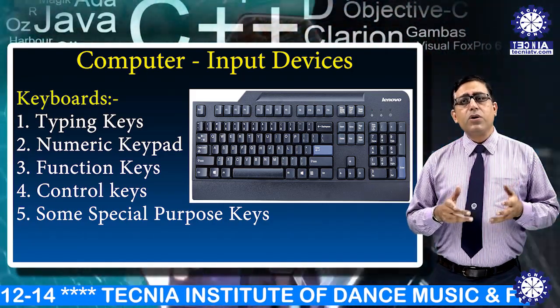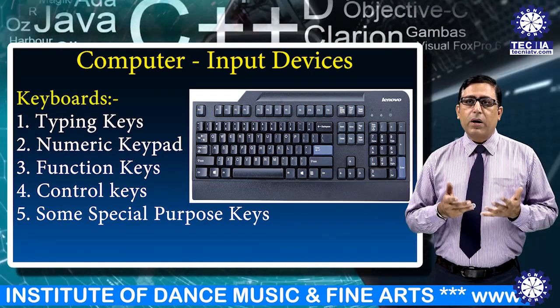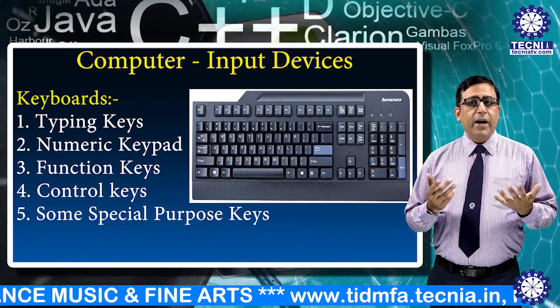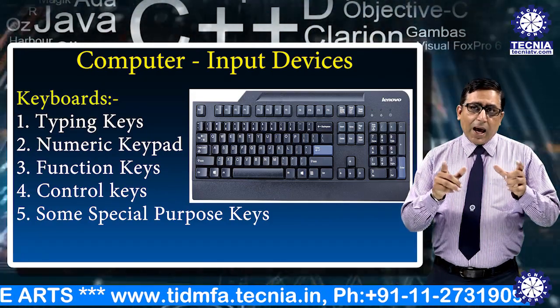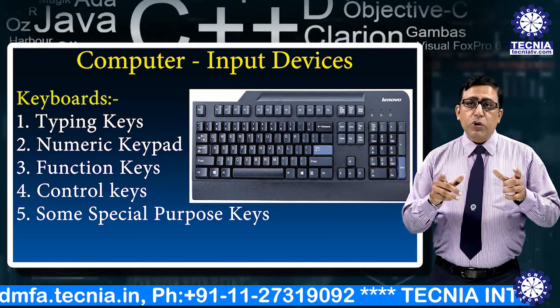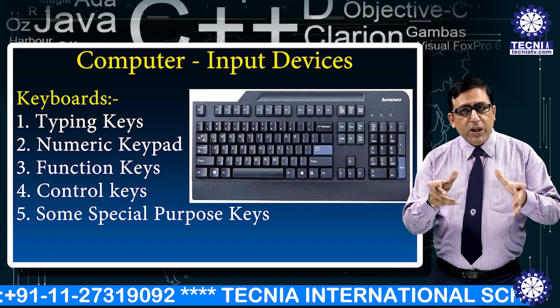The second one is the numeric pad. It is used to enter numeric data or for cursor movement. Generally it consists of a set of 17 keys that are laid out in the same configuration used by most adding machines and calculators. The third one is function keys.